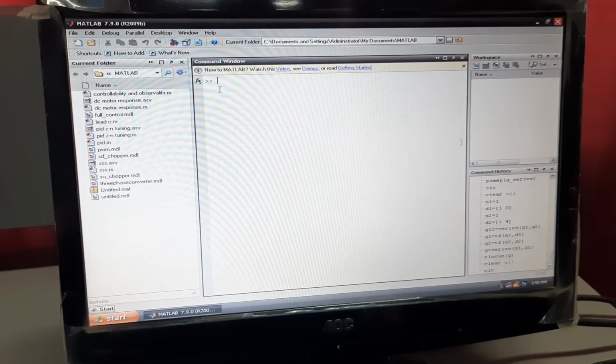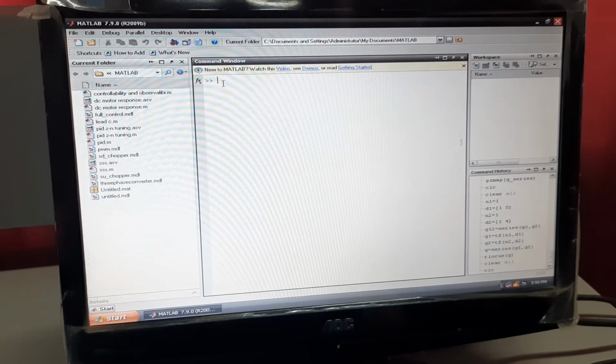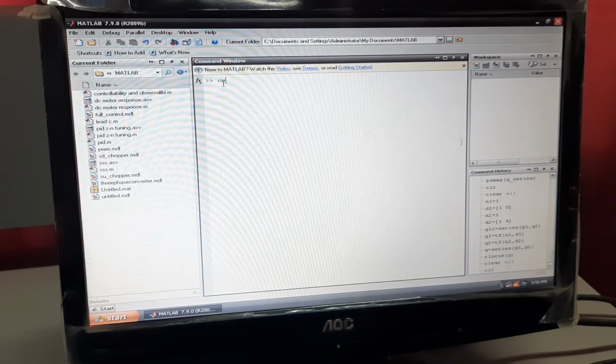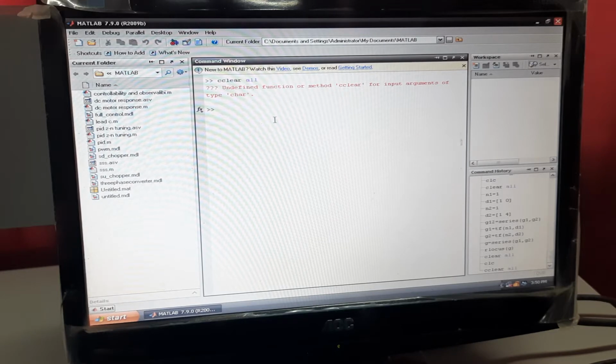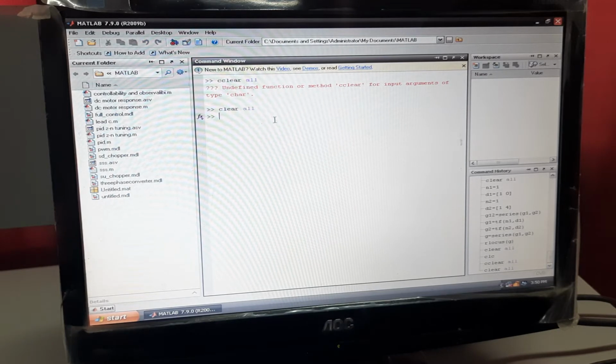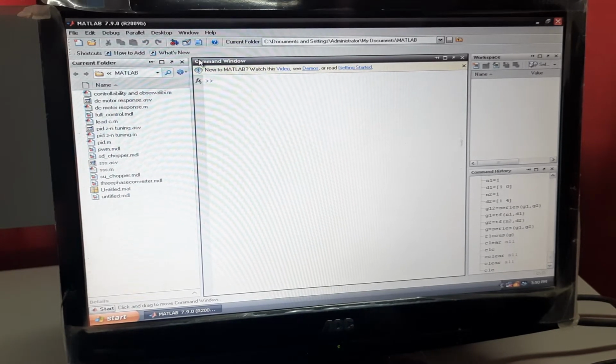To remove all previously stored data, you write clear all, CLEAR all, in our MATLAB command, and then you write CLC and then enter. So it will clear the screen. This is the command prompt of the MATLAB window.